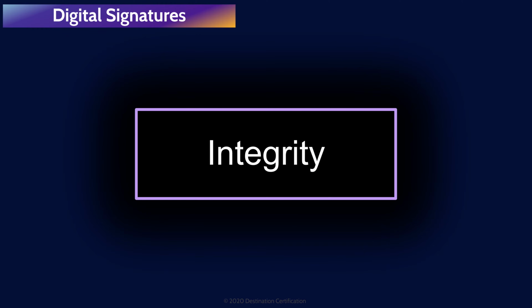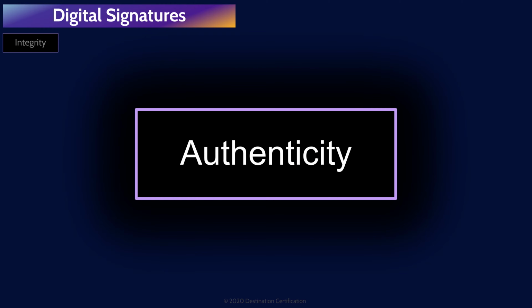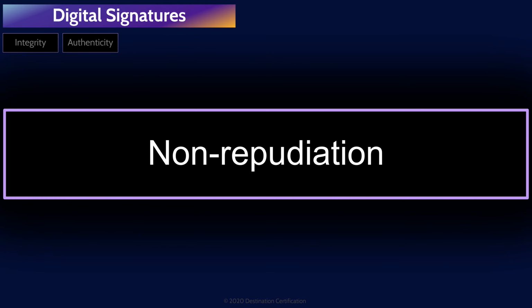Let's now go through these services that digital signatures provide in a wee bit more detail. Integrity means that we can tell if a message or file has been changed or modified in any way. Authenticity means we know who the message came from. We know who the sender is. And non-repudiation means someone cannot deny the validity of something.